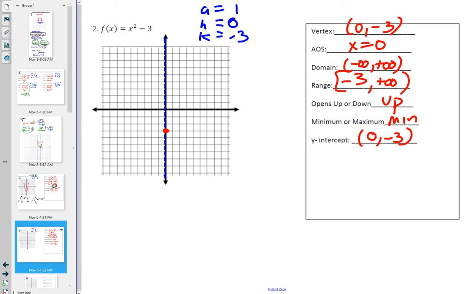So I need to know what's going to happen on the sides of the parabola. Because a is not a fraction, there's nothing keeping me from just using a 1 and a 2. So square the 1, square the 2. You have to do that first. But then after that, what do you do? Multiply by a. So times 1 and times 1. This gives me 1. This gives me 4.